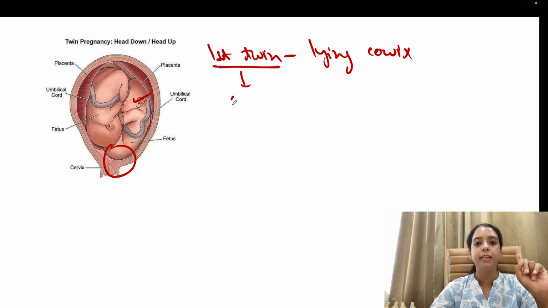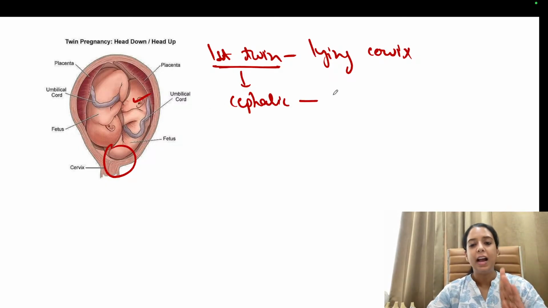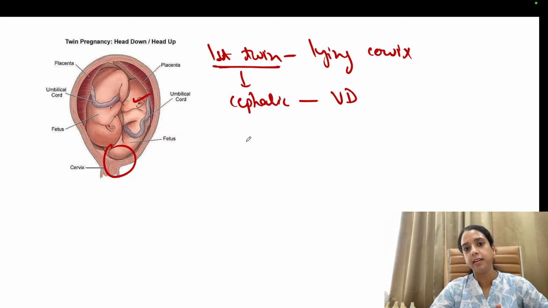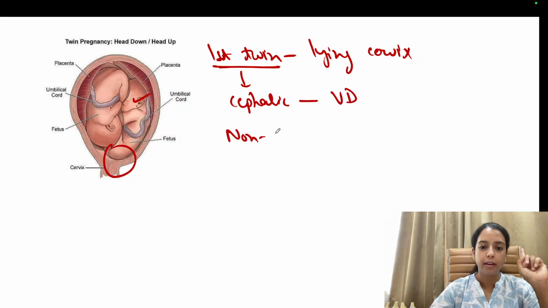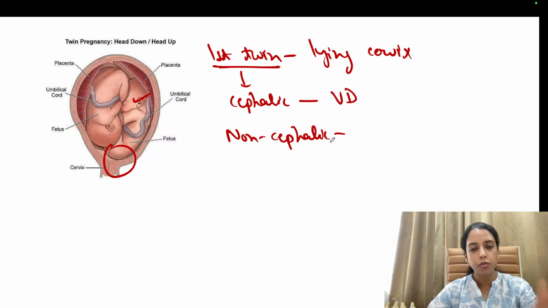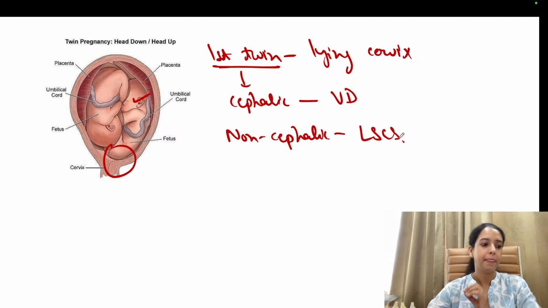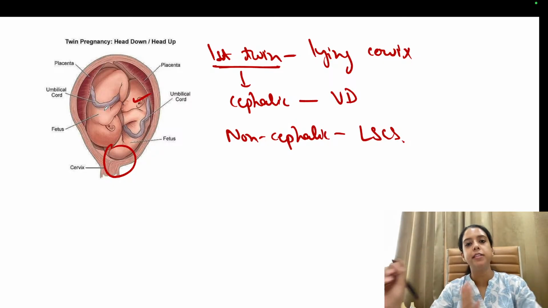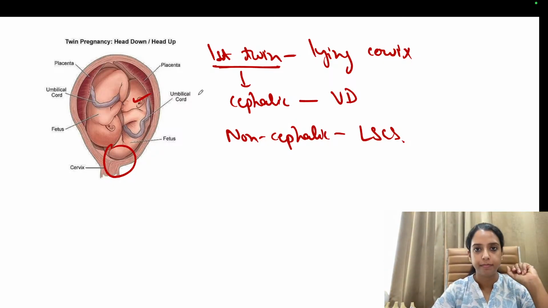If the first twin is cephalic, it doesn't matter what the second twin is. If the first twin is cephalic, the patient can be delivered vaginally. If the first twin is non-cephalic, whether it is breech or transverse or whatever, then LSCS. Here breech is the lowermost, so I'll always go with LSCS. But if it is cephalic, even if the second one is breech, no problem, I'll do vaginal delivery followed by internal podalic version.